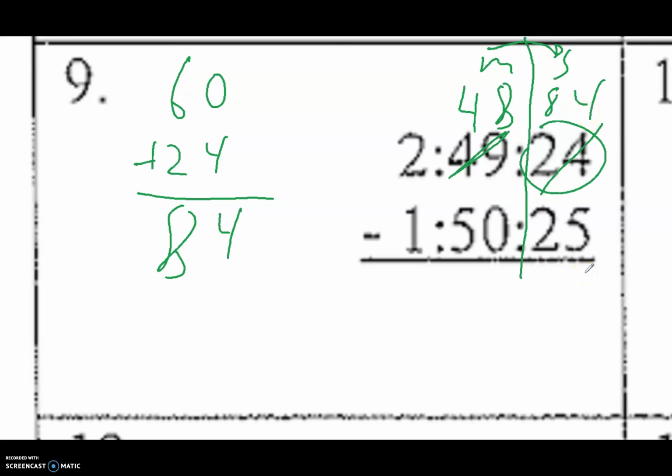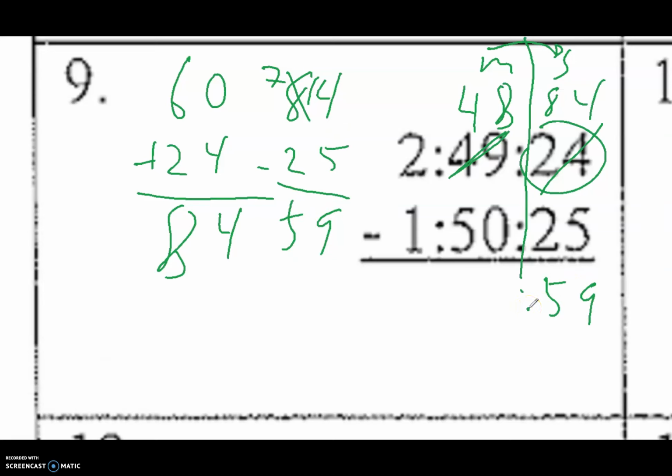84 minus 25 is completely doable. Do it over here if you want to confirm, or use your calculator, right? That's what that's there for. All right, it's 59.